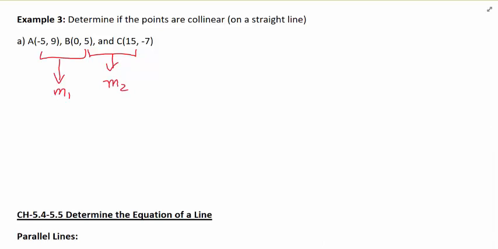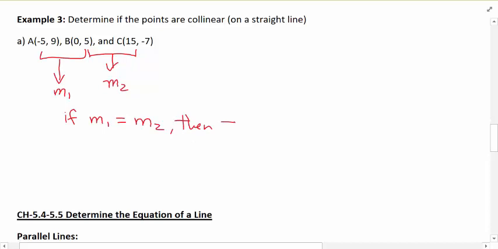Now, listen, if between here to there I have one slope, and between there to there I have the same exact slope, what does that mean? That they must be what? Collinear, or they must be on the same line. So let me just write that here. If M1 is equal to M2, then they are collinear.